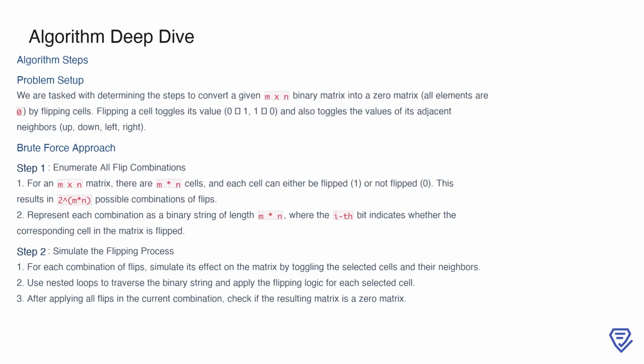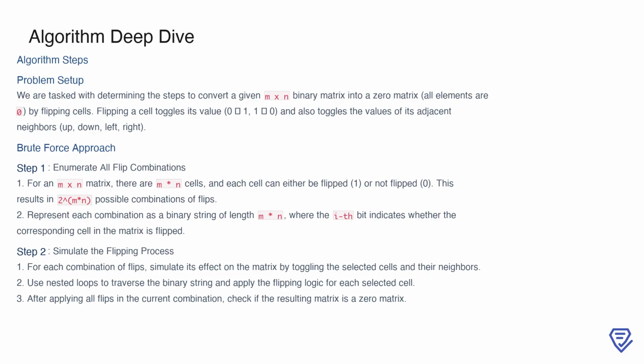A brute force approach to solving this involves enumerating all possible combinations of flips. Since the matrix has m*n cells and each cell can either be flipped or not, there are 2^(m*n) potential flip combinations to consider, which can be represented as binary strings. Each bit in the binary string corresponds to a cell in the matrix, where a 1 means the cell is flipped and a 0 means it is not.